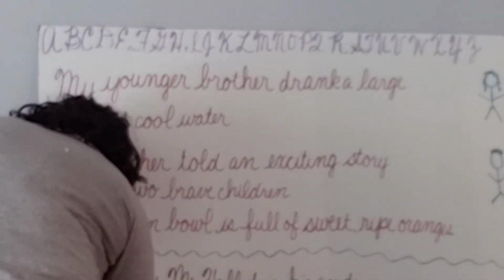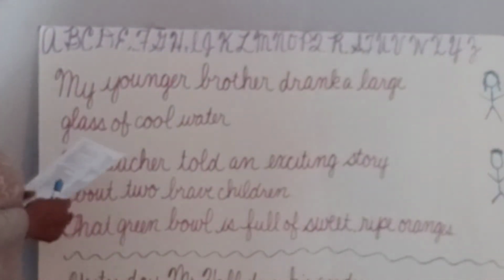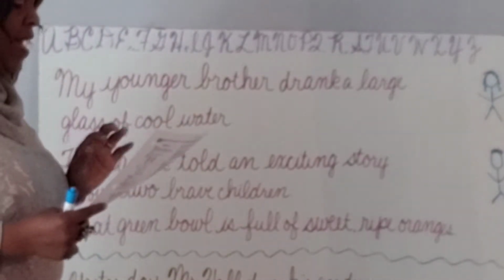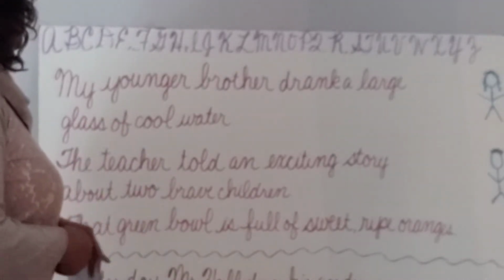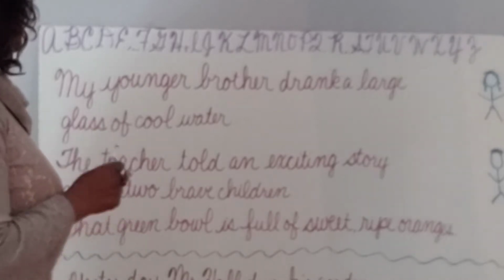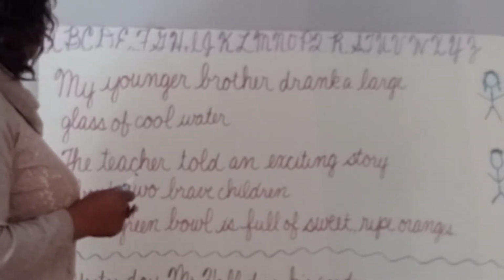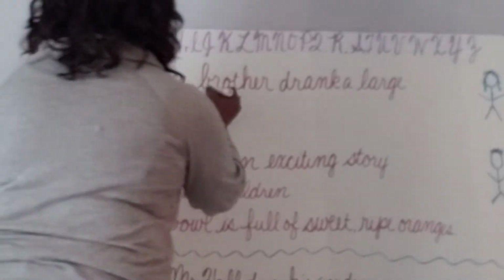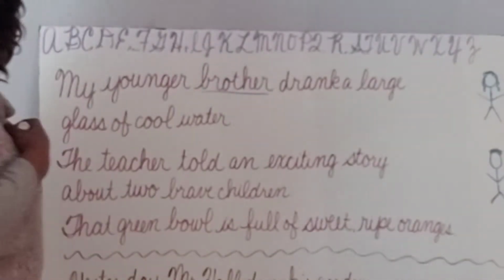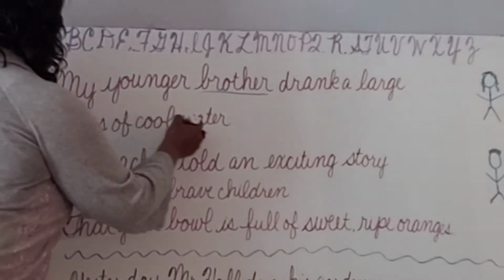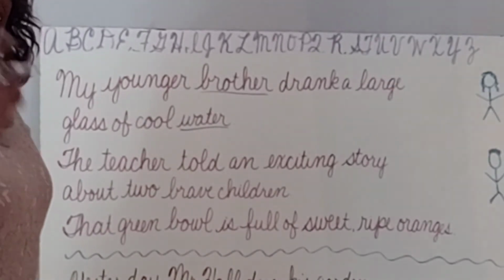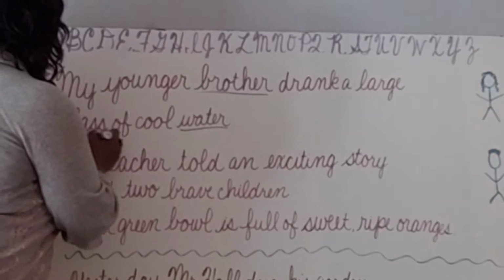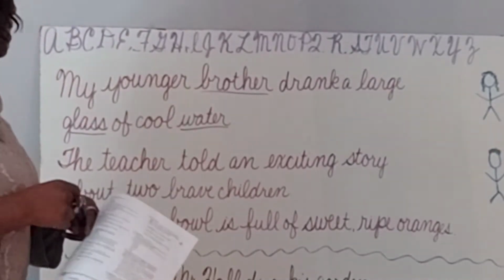So looking at the first sentence, I want you to look and tell me the nouns that are in that sentence. That's all we're going to look for, just nouns. Starting at the beginning, it says, my younger brother drank a large glass of cool water. Obviously, brother is our noun. Water is our noun. Is that it? Are those the only nouns? Okay, glass. Glass is a thing. It's a noun as well.